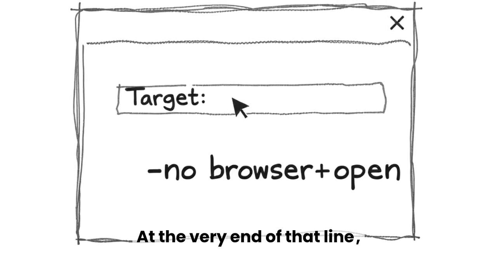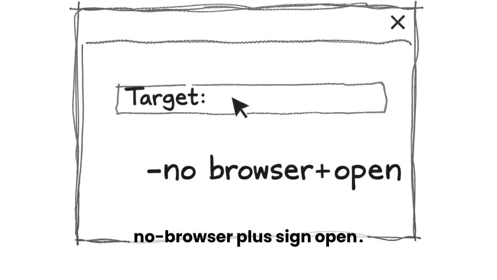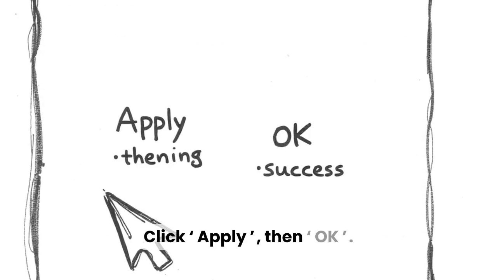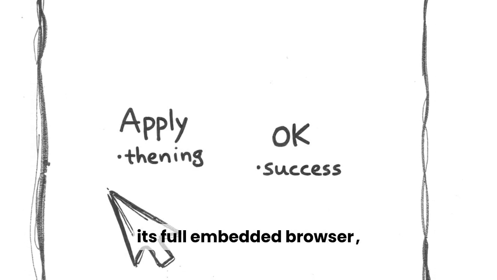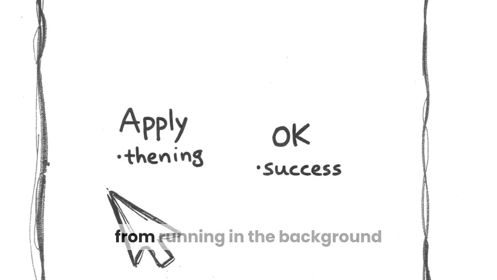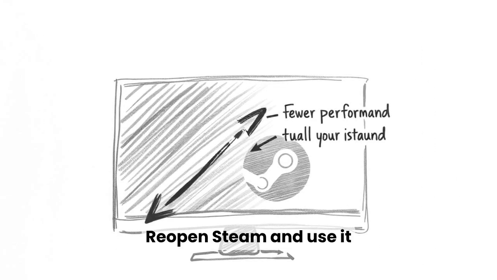At the very end of that line, add a space, then type -no browser +sign open. Click Apply, then OK. This tells Steam not to load its full embedded browser, which helps keep WebHelper from running in the background as much. Reopen Steam and use it normally.